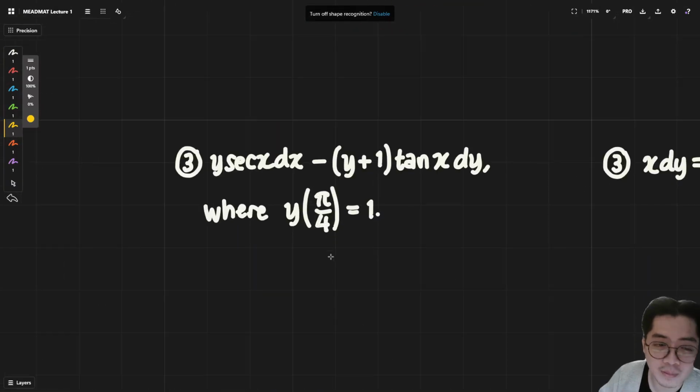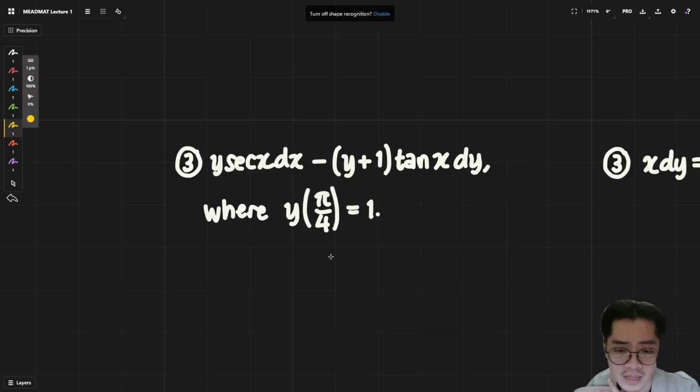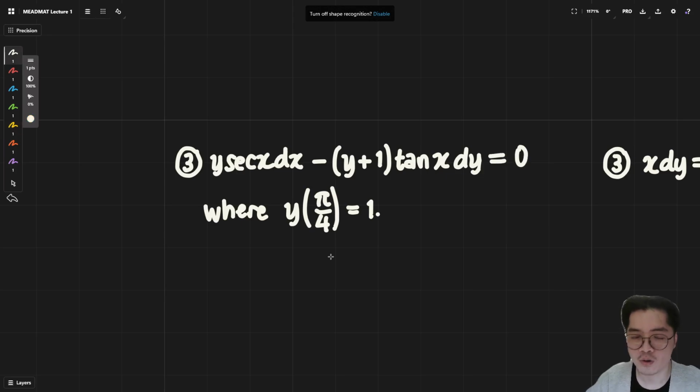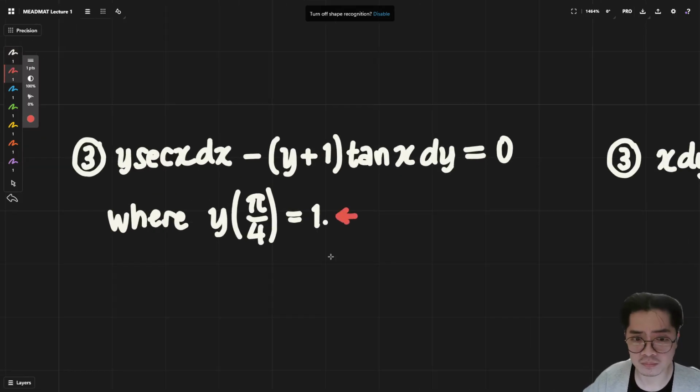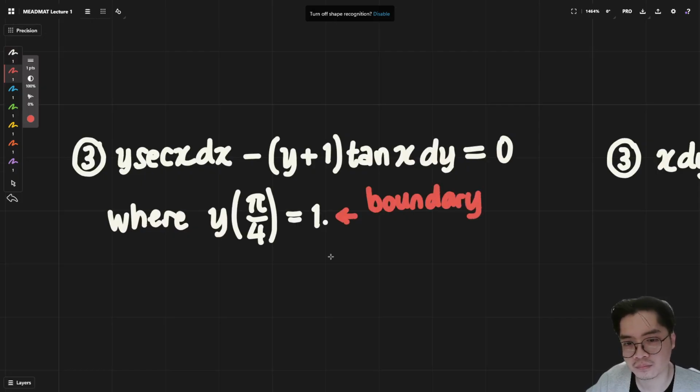Finally, we will have number 3, right? For the variable separable case, right? Y secant x dx minus y. Oops, this is not correct. This should be equal to 0. Y plus 1 times tangent x dy is equal to 0. And at this point, they have what we call here a boundary condition.